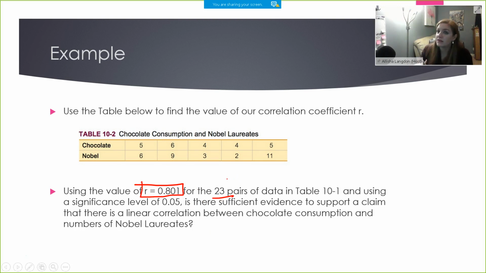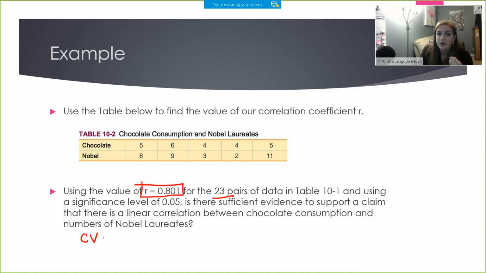Okay, so I got more pairs of data, and I found that, wow, my R has actually improved. It's actually grown to 0.801. Yay, that's pretty good because it's pretty close to 1, right? It's fairly close to that linear representation. So is there sufficient evidence to support that there's a linear correlation between chocolate consumption and numbers of Nobel laureates? So what we're trying to do is test the hypothesis now. So we're going to compare our R to our critical value.